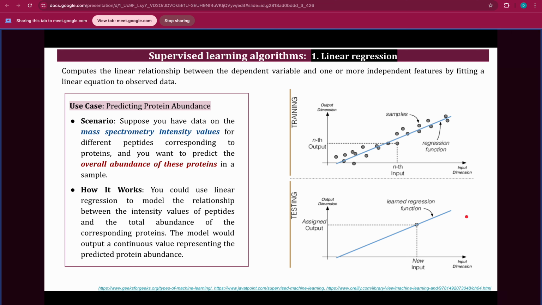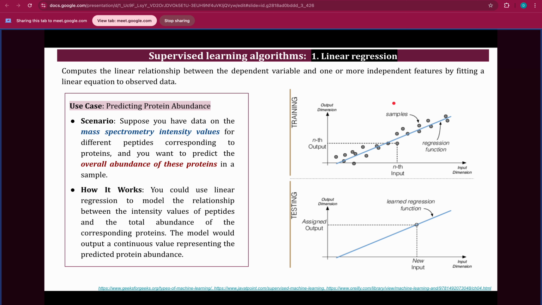Now this line is plotted. Now I have a new input here, so I will predict what its output could be. I will extend it towards that line and predict this point to be my output. So this is the regression function. It computes the linear relationship between the dependent and one or more independent features by fitting a linear equation to observed data.